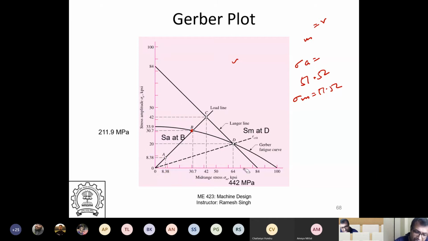So this is where we are right now. This is where we are, and this is my factor of safety. So basically the factor of safety is OB by OA. So this much room I have. I have a 4.11 factor of safety. So I'm safe here. For this combination, I will have infinite life.